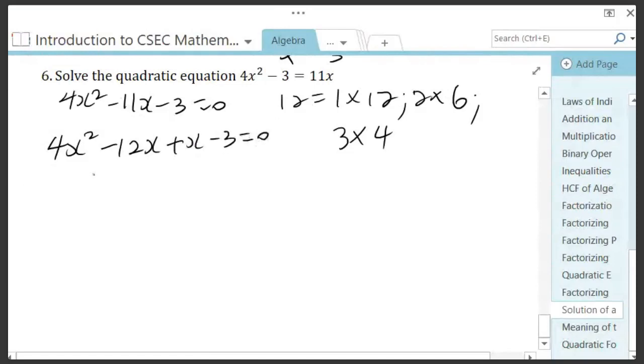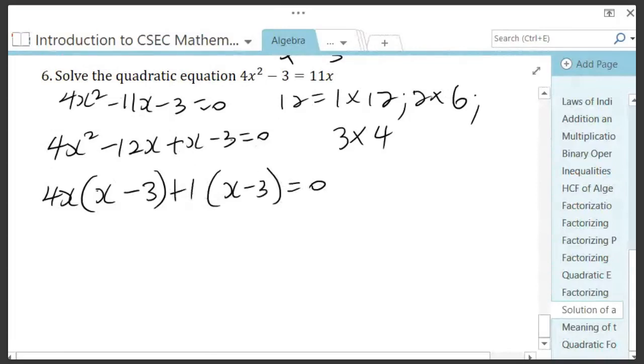The HCF of the first two terms here, this is 4x. 4x squared divided by 4x here is x, minus 12x divided by 4x is minus 3. Repeat the brackets here, x minus 3, this is equal to 0. Positive x divided by positive x here is plus 1. 1 by minus 3 is minus 3. So factorizing out the brackets here, this is 4x plus 1, this is equal to 0.